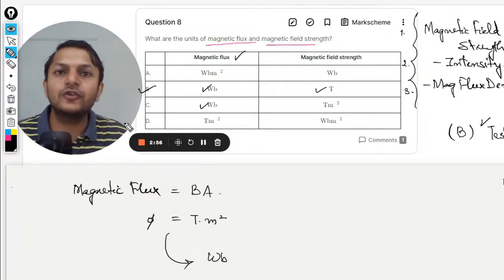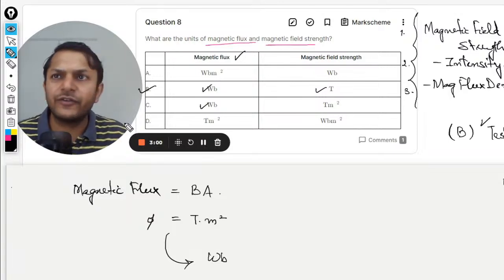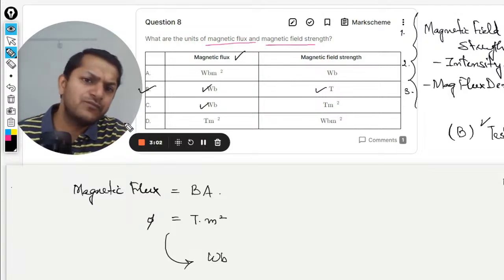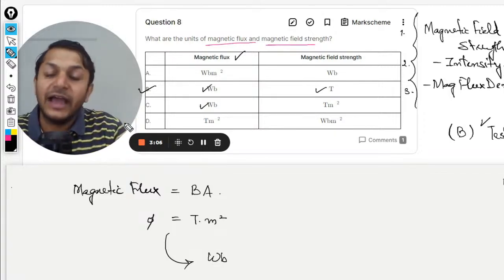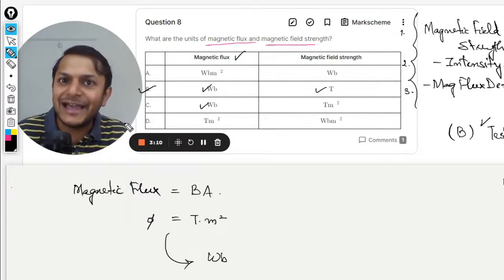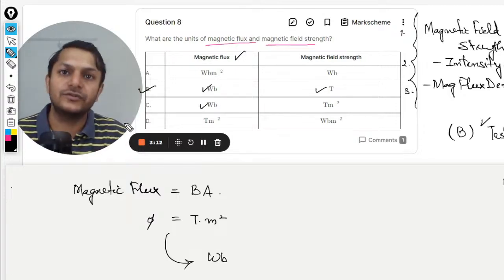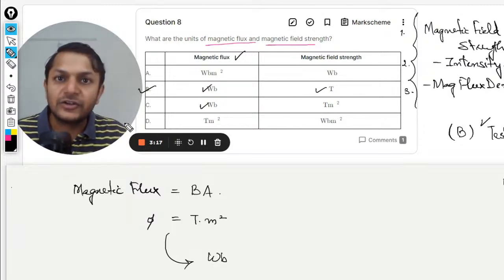For example, if I ask you what is the unit of electric field intensity, what is the unit of capacitance, what is the unit of magnetic flux, and what is the difference between magnetic flux and magnetic flux density, just to confuse students. So there is a high chance that you can get confused. So be very careful in topic 5 and topic 11 in regards to units.